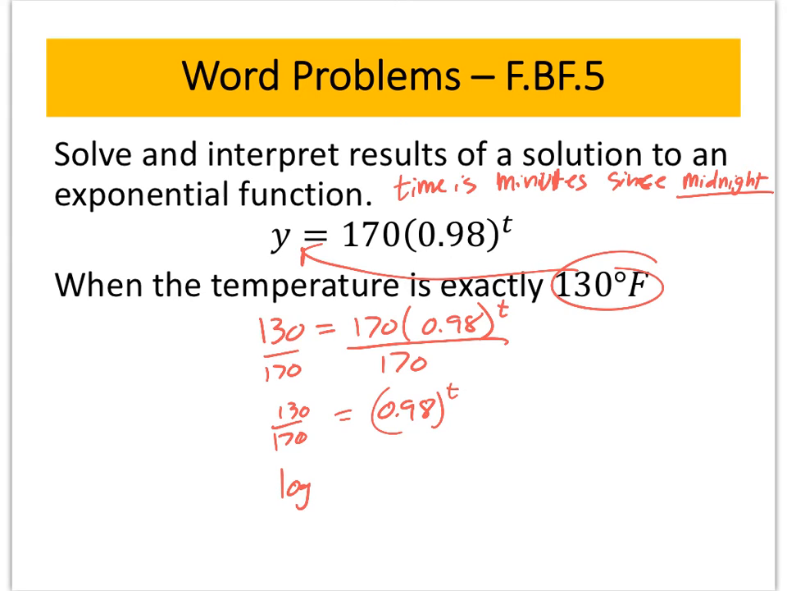base 0.98 of 130 over 170, and I keep it as a fraction to make it more accurate. Otherwise, we'll lose some correctness. It's called catastrophic cancellation. It's when you accidentally get rid of some decimals, then you actually lose a lot of accuracy. And it looks like 13.27 equals t, and that's the number of minutes. Minutes since midnight. Minutes after midnight.